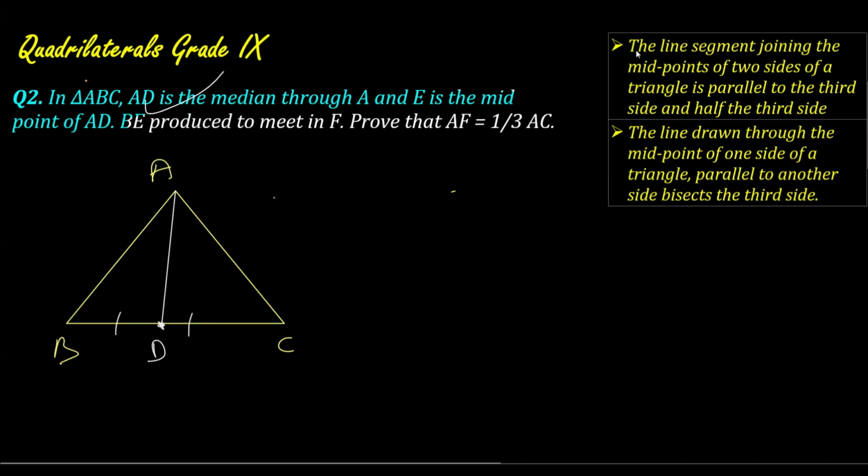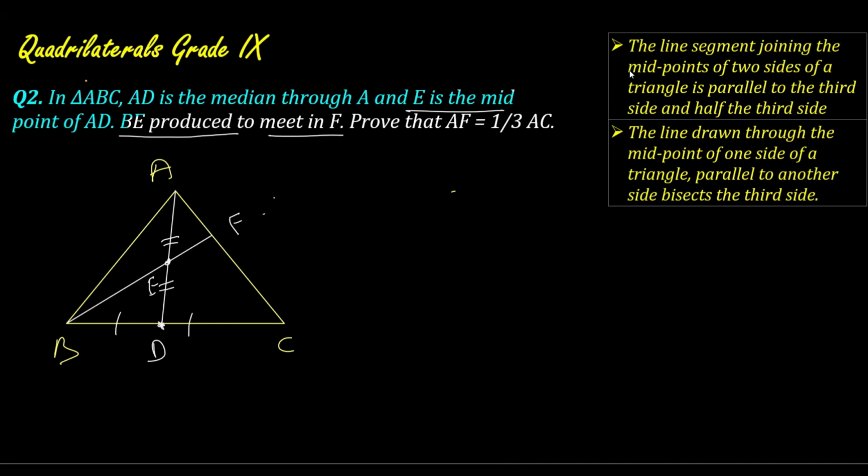Now further, it says that E is the midpoint of the median AD. So I have to take the midpoint of AD and I name it E. So here AE is equal to ED. Further, it says that BE is joined and produced to meet point F. So I'll join BE first, start with B, join it to E and produce it so that it meets the line AC at point F.